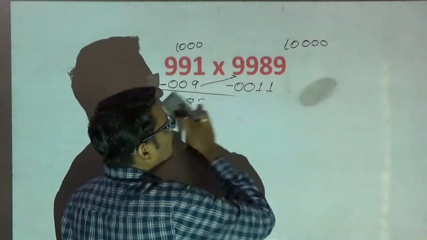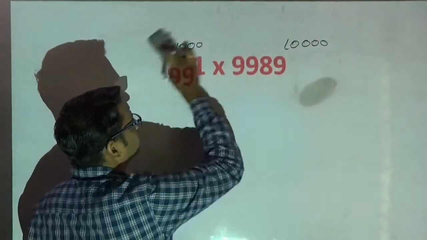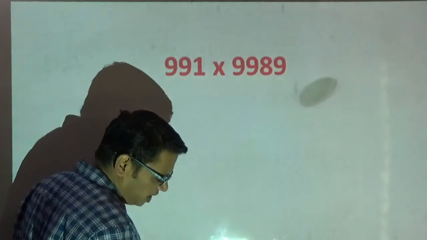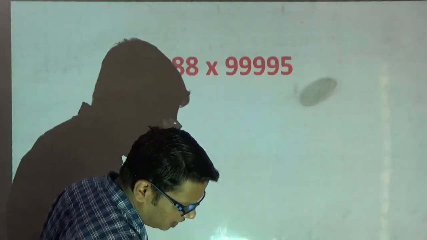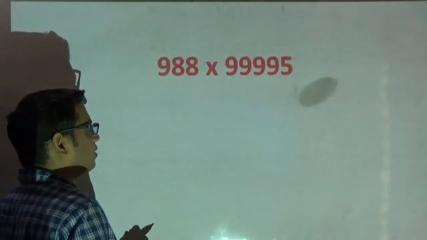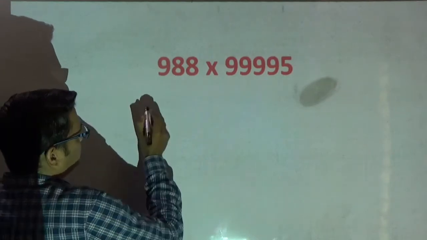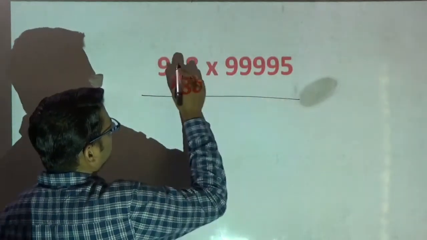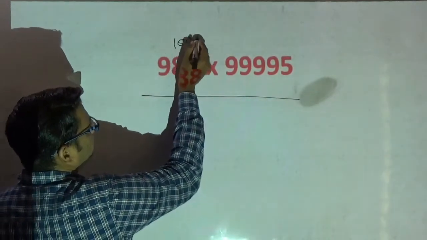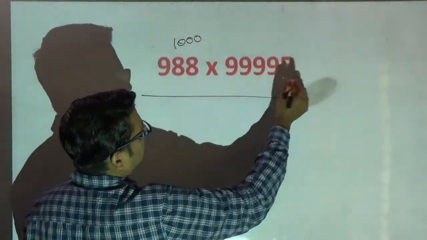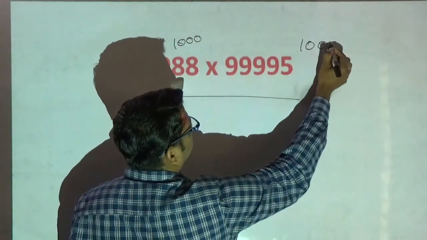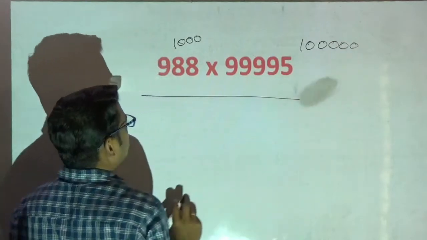So I will go for another example now. See, Vedic mathematics has many tricks. Only through practice can you remember the logic, and you can apply the concept. Now, the base for this is what? 1000. The base for this is what? 1 lakh. Now we will apply.